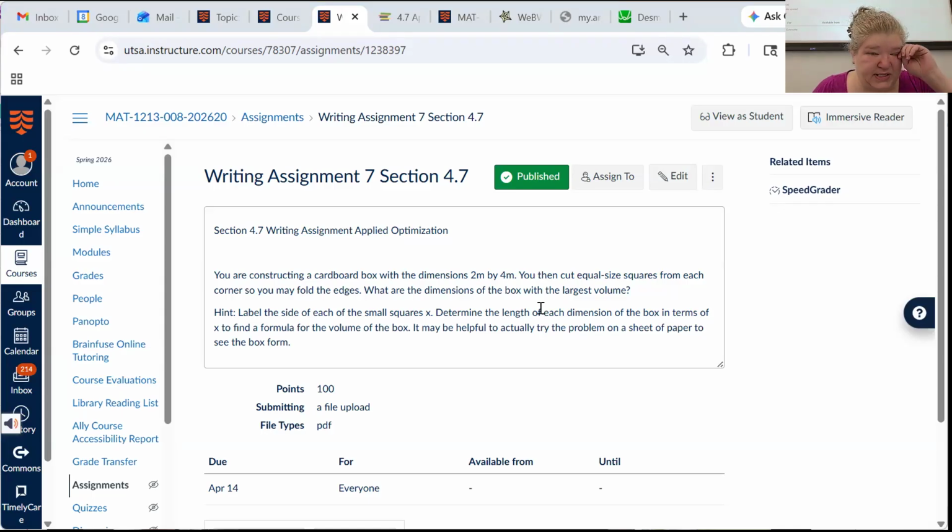But I wanted to discuss, sometimes students have problems with the description here, with physically seeing what this means. So you're constructing a cardboard box from the dimensions 2 meters by 4 meters. You then cut equal size squares from each corner so you may fold the edges. What are the dimensions of the box with the largest volume?